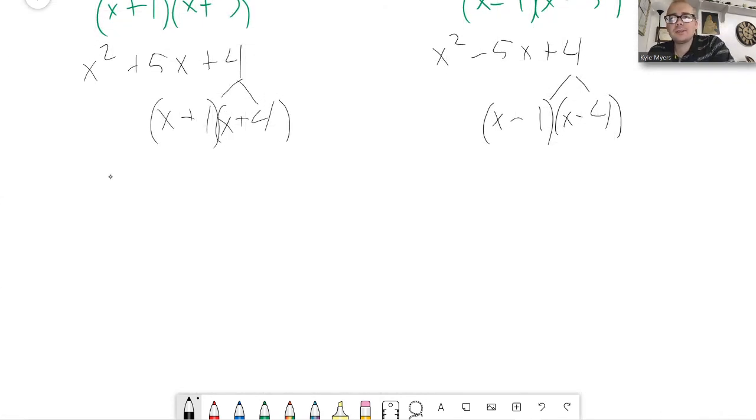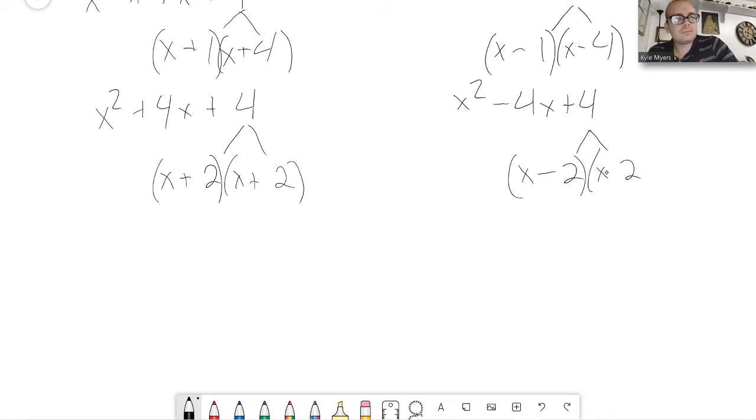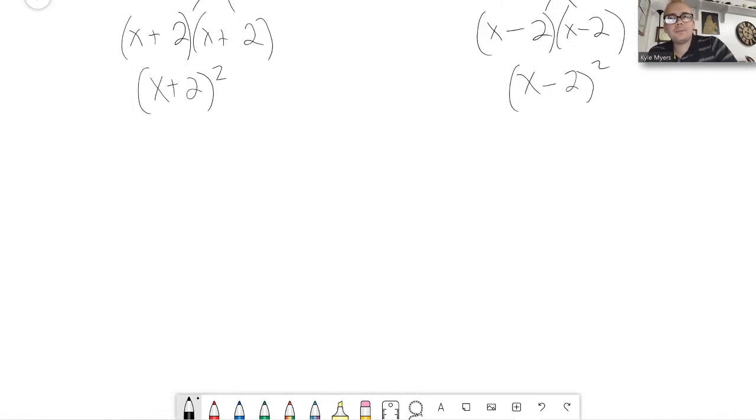4 is also 2 times 2. So x squared plus 4x plus 4. Oh, sorry, that would be a 4. x squared minus 4x plus 4. This one is another square term, so we would have 2 and 2. This one's a plus. This one's a minus. So we end up with x plus 2 quantity squared, or x minus 2 quantity squared. And that's actually it for the 4's. So move on to 5's.